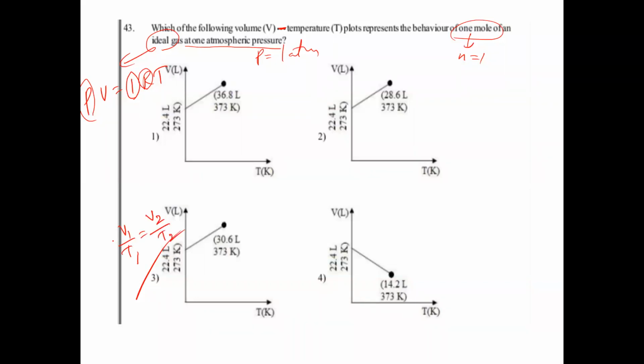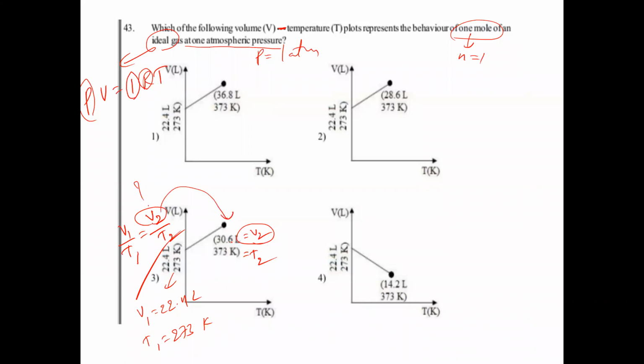It is Charles' law equation. From this Charles' law equation, if you apply it, this only will be applicable here. Here V1 is 22.4 liters, and T1 is 273 Kelvin, as they give, and 30.6 is V2, and 373 Kelvin is T2. Now calculate V2 first. V2 should be calculated.